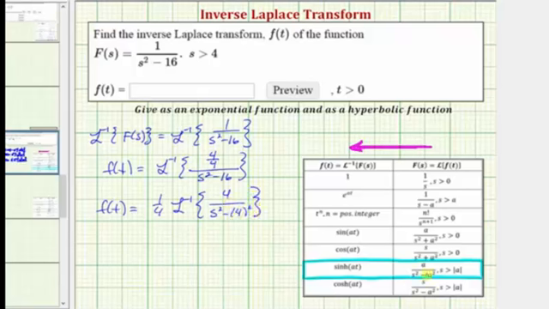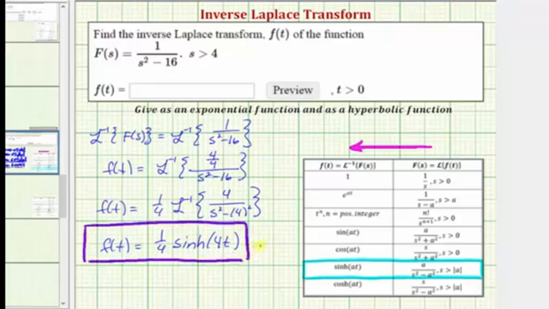So now we can easily see a is equal to 4, which means the inverse Laplace transform is equal to hyperbolic sine 4t, which means f of t equals 1/4 hyperbolic sine 4t. So here is f of t expressed as a hyperbolic function. And now I'll show how we can express this using an exponential function. And we'll show this two ways.